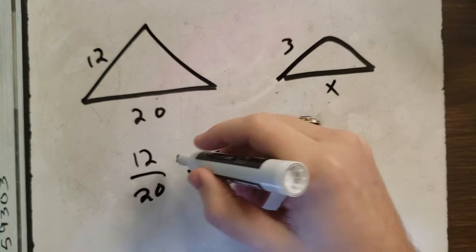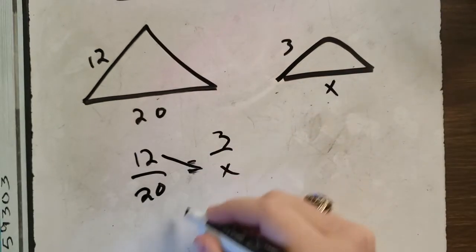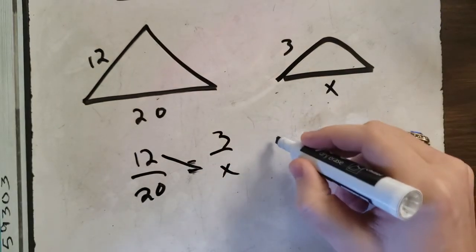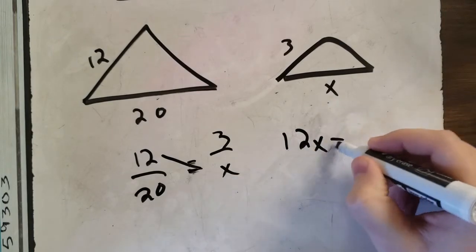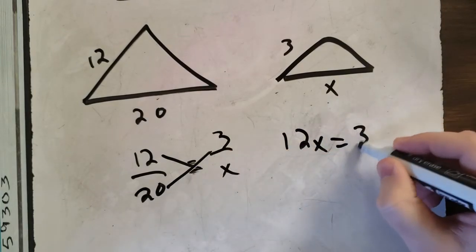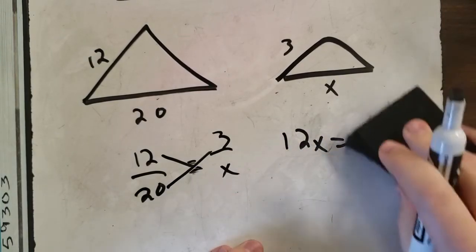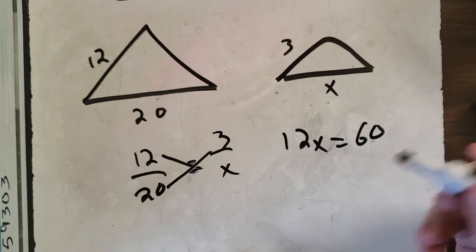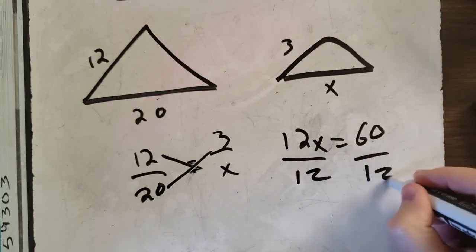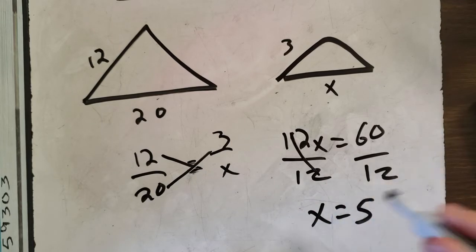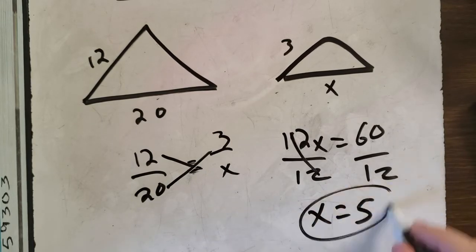So 12 times x is 12x, and that equals 20 times 3, which is 60. Then you divide by 12 on each side, and x equals 5. And that's what that side equals. So that's the main base way you solve for any similar figures: make it into proportions, cross multiply, and divide, and then you have your answer.